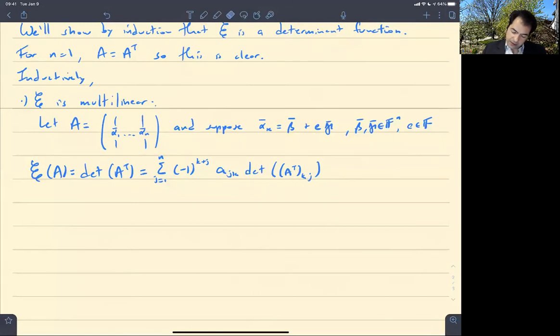Right, okay, so what is that? Well, I have the sum, j goes from 1 to n, of (-1) to the k plus j. So this a_jk, I can write as b_j plus e times g_j, where b_j is the jth entry of the vector beta, and g_j is the jth entry of the vector gamma.